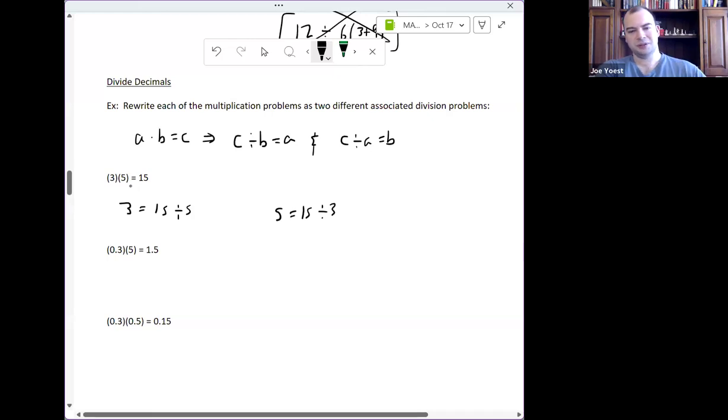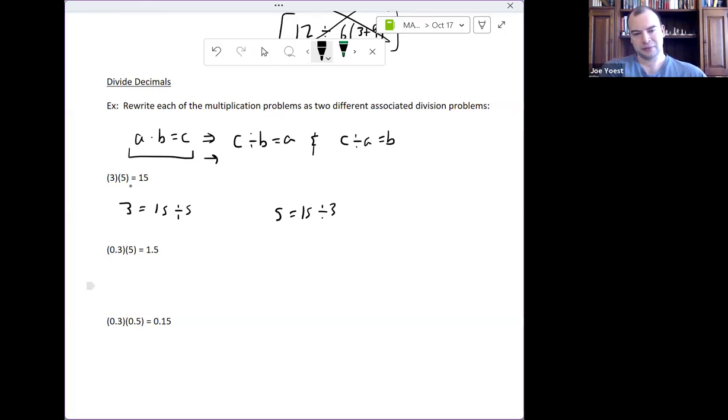What about decimals? Well, this same idea applies to decimals as well. A, B, and C could be whole numbers. They could be decimals. 0.3 equals 1.5 divided by 5. So if I take 1.5 and divide it into 5 parts, I get 0.3.